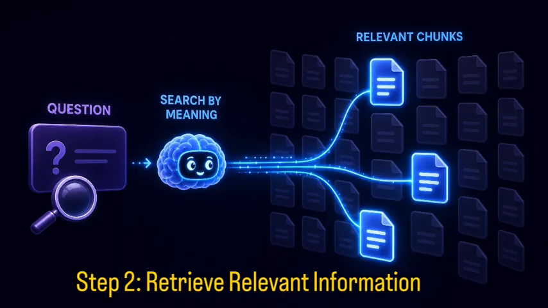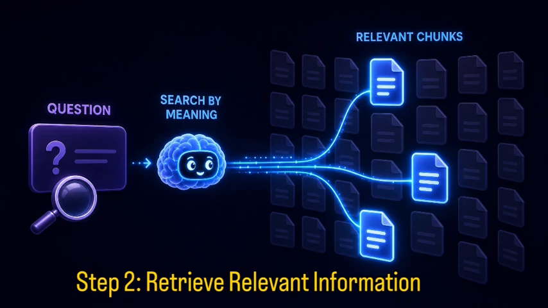Now the user asks, how many vacation days do new employees receive? The system also converts that question into an embedding and compares the question's meaning with the stored document chunks. The vector database searches for the closest matches. It might find a paragraph from the employee handbook, a benefits page, and a policy update. The system ranks those results and keeps the most relevant ones. This is known as semantic search. It looks beyond exact words.